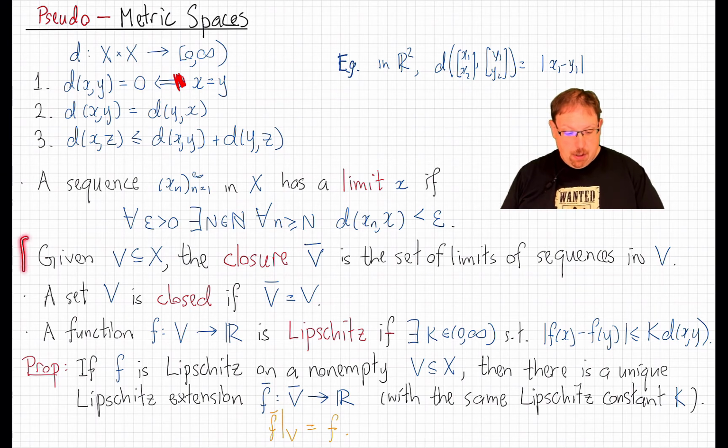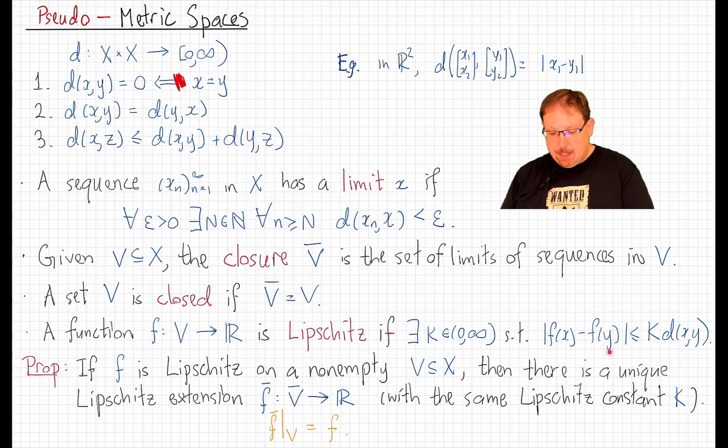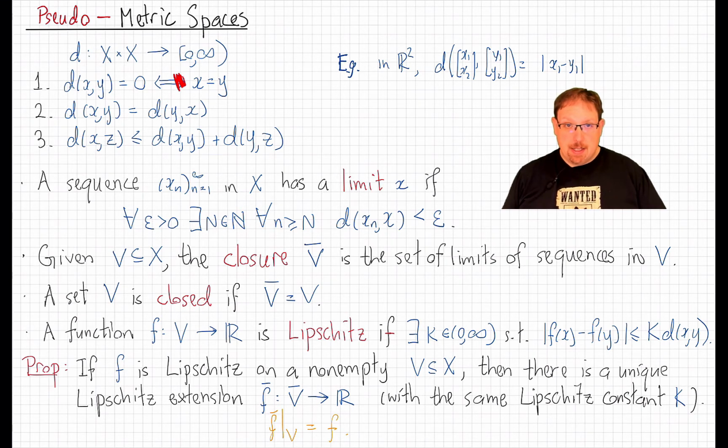We still have the closure being the set of all limits of sequences. And we can still talk about Lipschitz functions. Now, notice it is harder for a function to be Lipschitz in the pseudometric case, since the right-hand side can be 0 for lots of pairs of points. So that gives you a constraint on the kinds of functions that can be Lipschitz. They have to take the same value on any 2 points whose distance is 0.